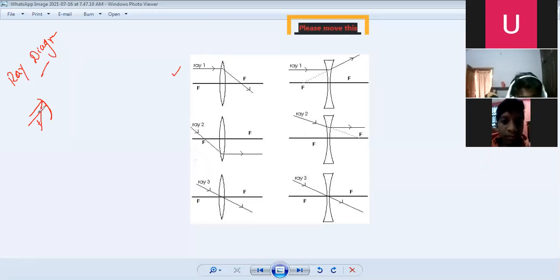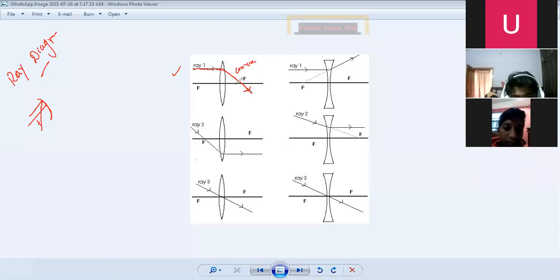So the ray of light from the object, parallel to the principal axis, after refraction from the convex lens passes through the principal focus. See, a ray of light coming parallel to the principal axis, after refraction passes through the principal focus. This is in the case of a convex lens.